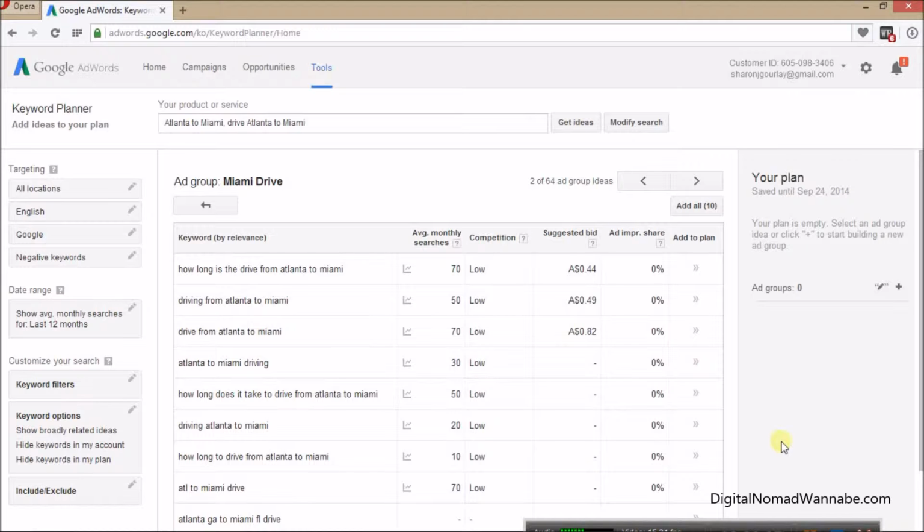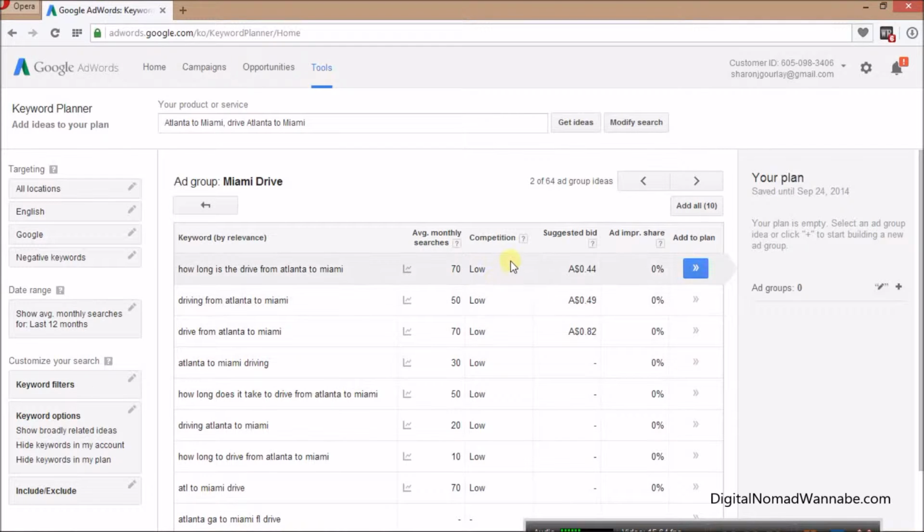But in saying that, you can see a lot here are kind of similar, like driving from Atlanta to Miami is similar to Atlanta, Miami driving. You know, so if you try to rank for one, you'll probably rank for the other as well, as long as it's not that competitive. So even though individually those aren't that high, you know, they add up to a little bit. So I think it's worth trying to target them.